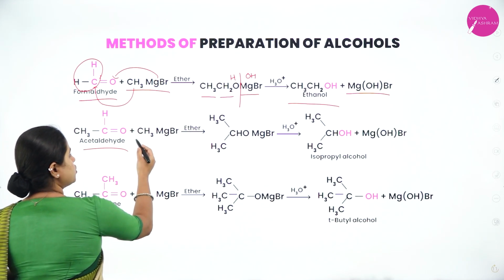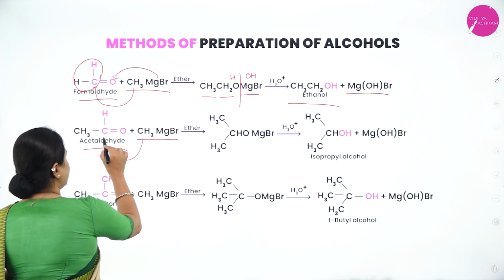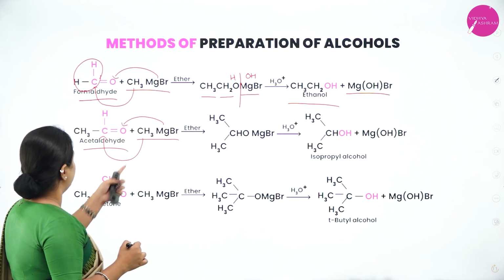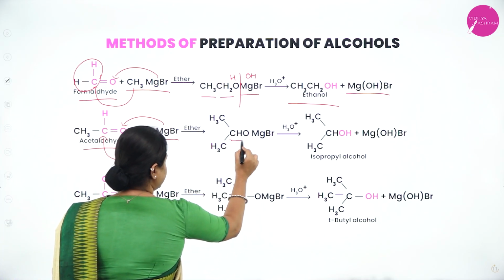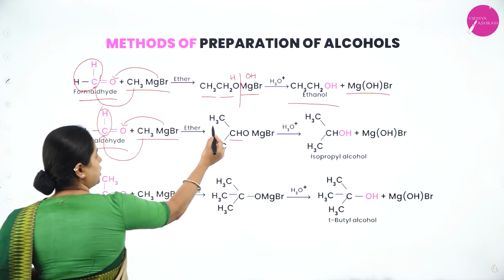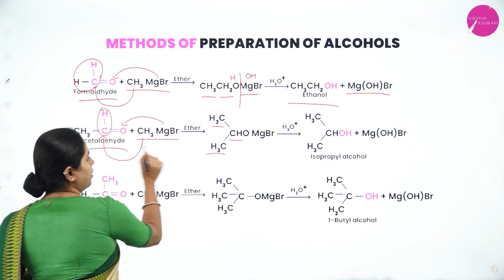In this case also we are taking methyl magnesium bromide. The CH3 will be attached here, and OMgBr will be attached together. So what you are going to get? One more CH3 is attached here. So you have the CH here, then one CH3 which is shown, another CH3 which is attached is shown here, then you have OMgBr.